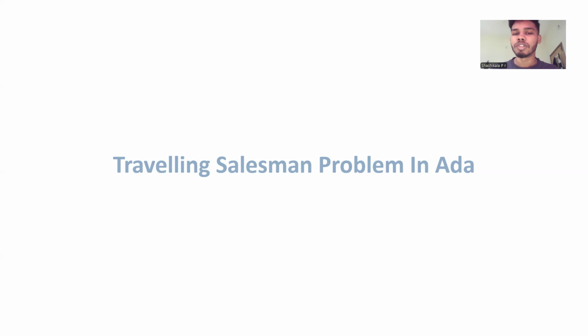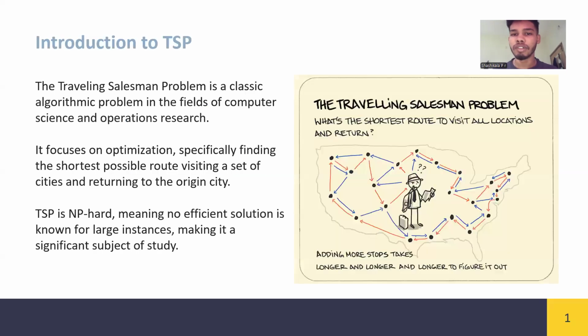Today we are going to explain one of the most important topics related to analysis and design of algorithms. That is the traveling salesman problem. So let's begin the video.